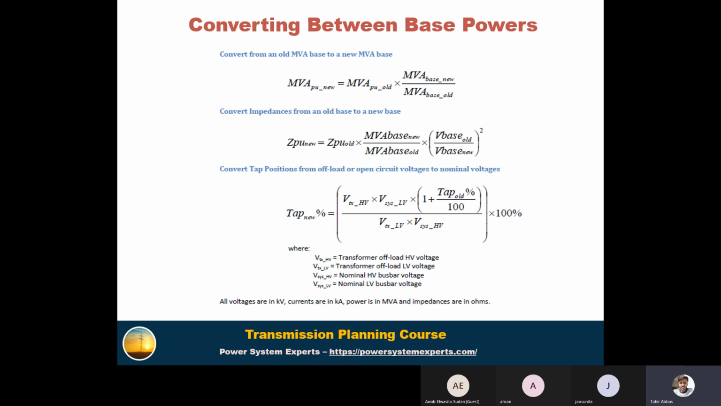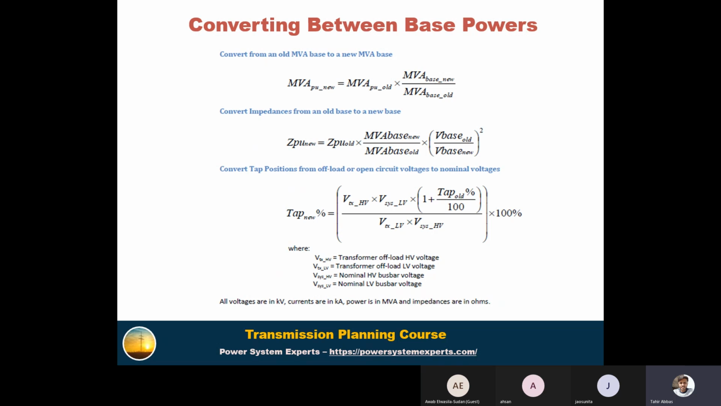And next is converting tap position from off load to open circuit voltage, like tap new. Because if we are calculating the new tap value, for this purpose we need the HV voltage, the offload voltage, the system bus bar voltage of LV and HV, and then 1 plus tap old. So tap old is linked with all these parameters and you can calculate the tap new percentage value, like we put in 1.025, 1.0. What we do in PSSE is initially convert our reactance into the 100 MVA base, then we can use the same tap ratios given on the 100 MVA base that we have already calculated. So no need to calculate for each position.